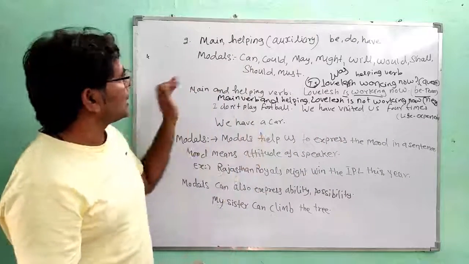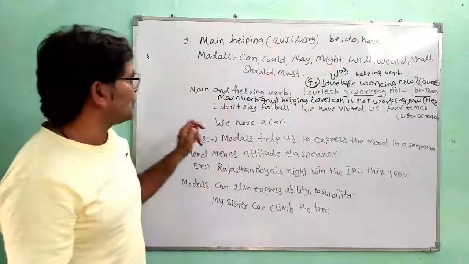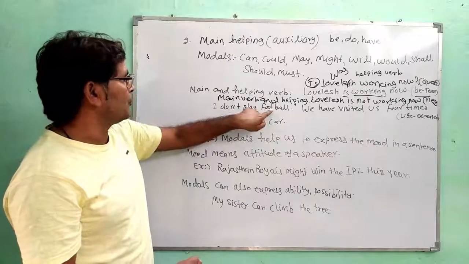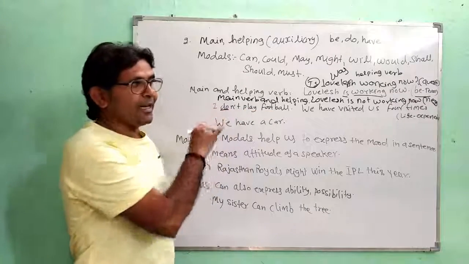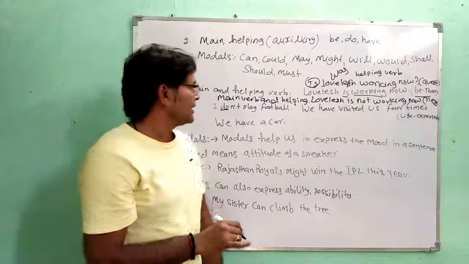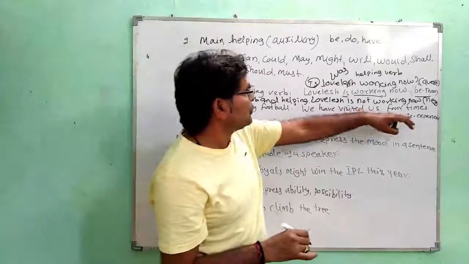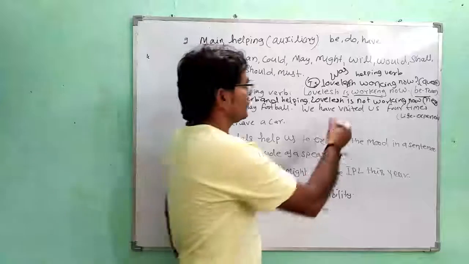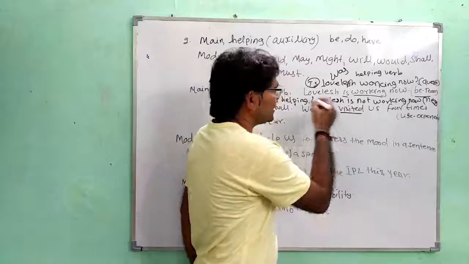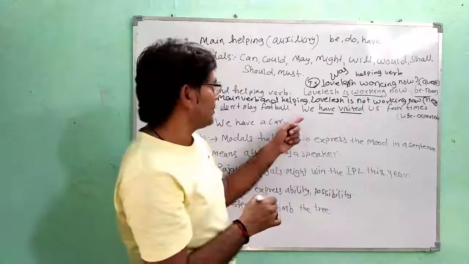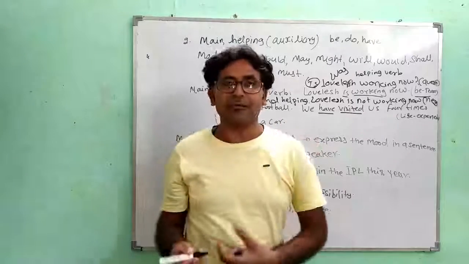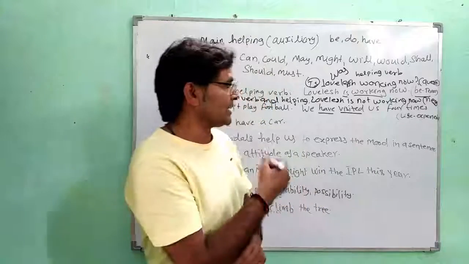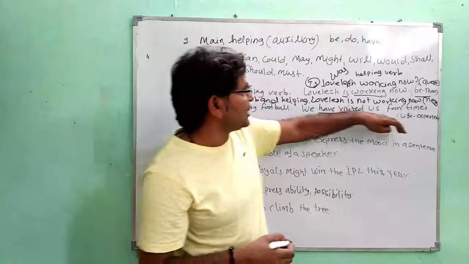Let's take another helping verb, like do. We use do for negative and interrogative sentences. So we'll take one negative sentence here: I don't play football. Do is the helping verb here, and again we use do for present tense. Yes, we have visited US 4 times. In this sentence also there are two verbs. What is the main verb? Visited is the main verb, and have is the helping verb. But in certain situations, have is a main verb also. We will take that example too.